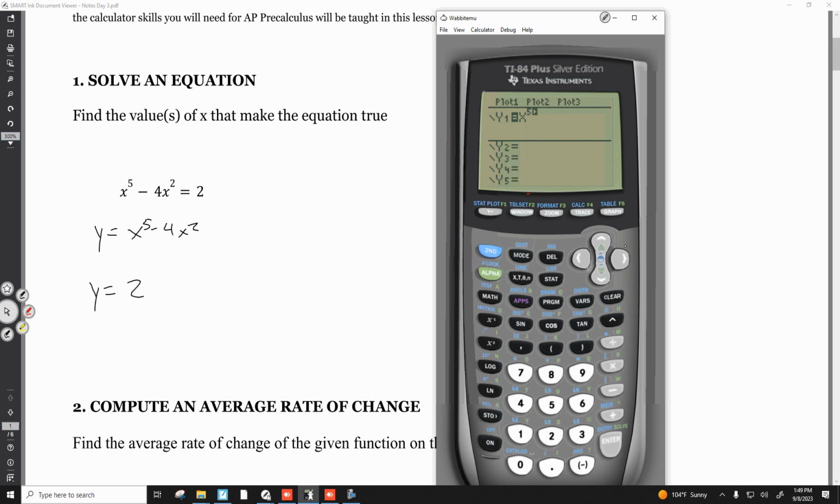We graph x to the 5th minus 4x squared. We graph y equals 2. And my friends, this is how we solve equations that we don't know how to solve. We graph and we find the intersection. Okay, now how do you find an intersection? Everybody pay attention. There is this calc.